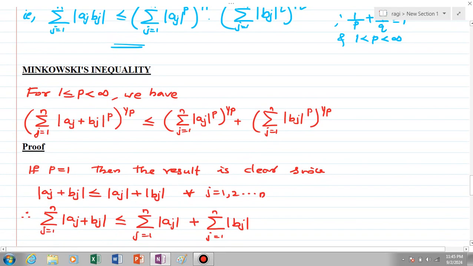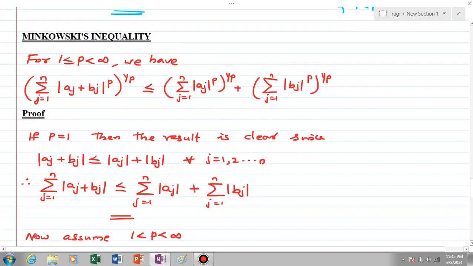The first case is p = 1 and the second case is p > 1, that is 1 < p < ∞. Okay, if p = 1, the result is very clear, because we know the triangle inequality, that is |a_j + b_j| ≤ |a_j| + |b_j| for every j = 1 to n, and adding up we can see that Σ_{j=1}^n |a_j + b_j| ≤ Σ_{j=1}^n |a_j| + Σ_{j=1}^n |b_j|, which is Minkowski's inequality when we substitute p = 1. So the inequality is true when p = 1.